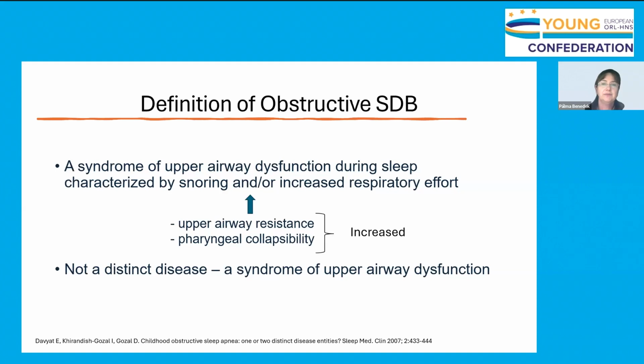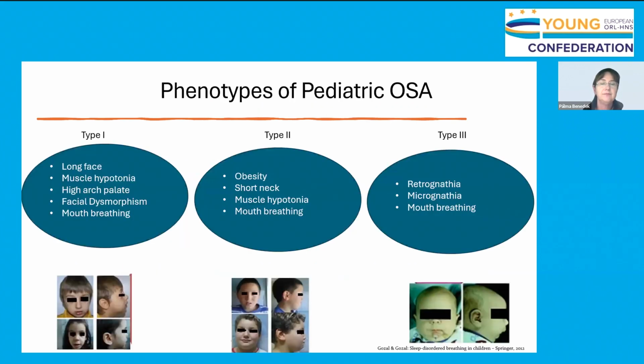Let's start with the definition of obstructive sleep disordered breathing. This is a syndrome of upper airway dysfunction during sleep, characterized by snoring and/or increased respiratory effort due to increased upper airway resistance and pharyngeal collapsibility. It's important that it's not a distinct disease. This is a syndrome of upper airway dysfunction. As a multifactorial disorder, pediatric sleep apnea has multiple phenotypes. The vast majority of our otherwise healthy patients are in the type 1 group, which is characterized by adenotonsillar hypertrophy.